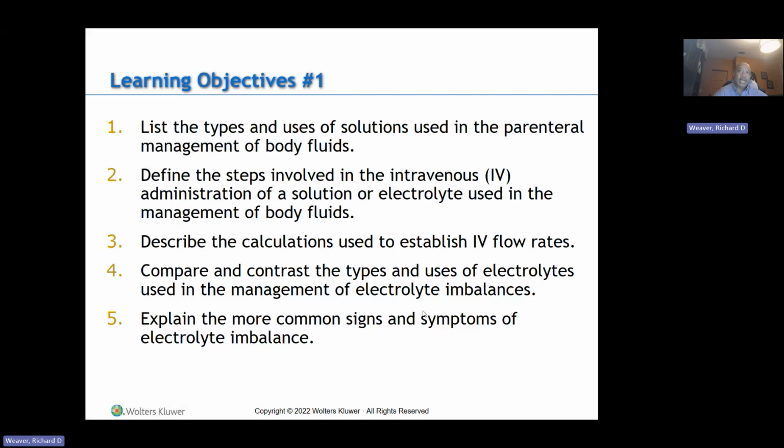Now, we typically look at those by systems. For example, how does the potassium, high or low, affect the neurological system? How does it affect the cardiovascular system, the respiratory system, the GI system, and the musculoskeletal system? Those are the main systems that we're concerned about with respect to electrolyte imbalances.